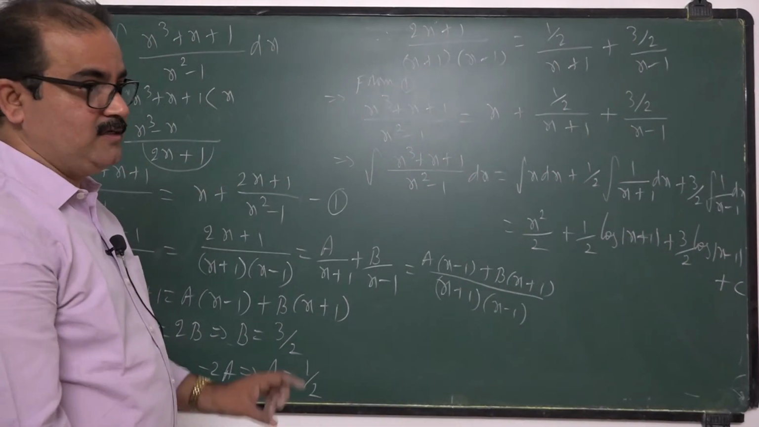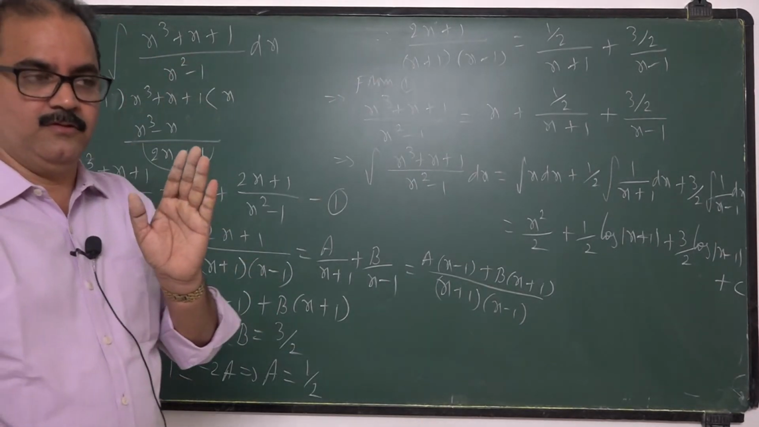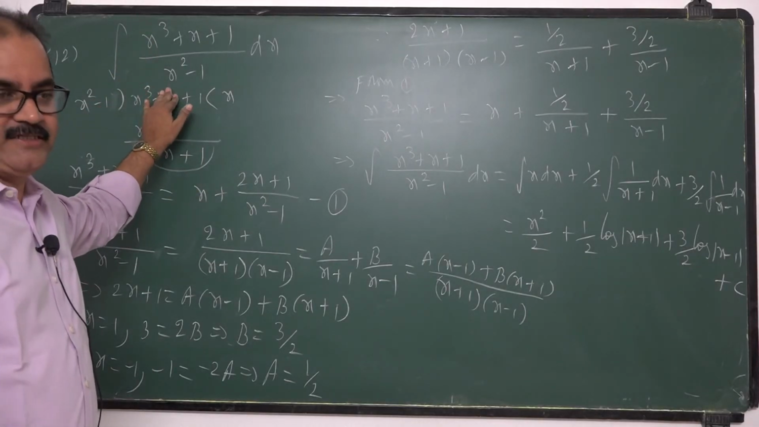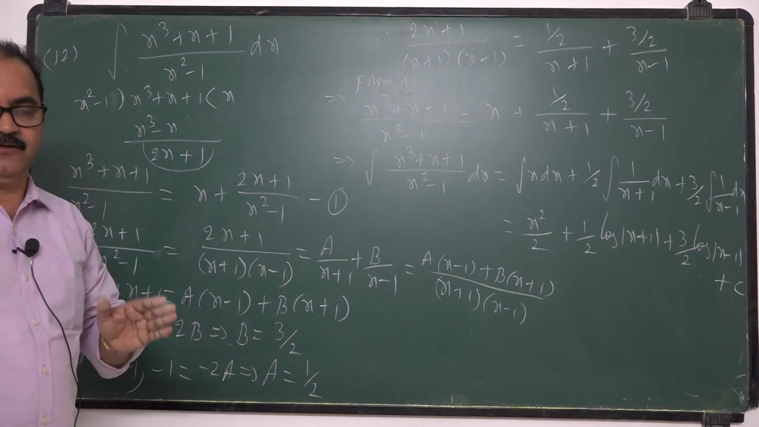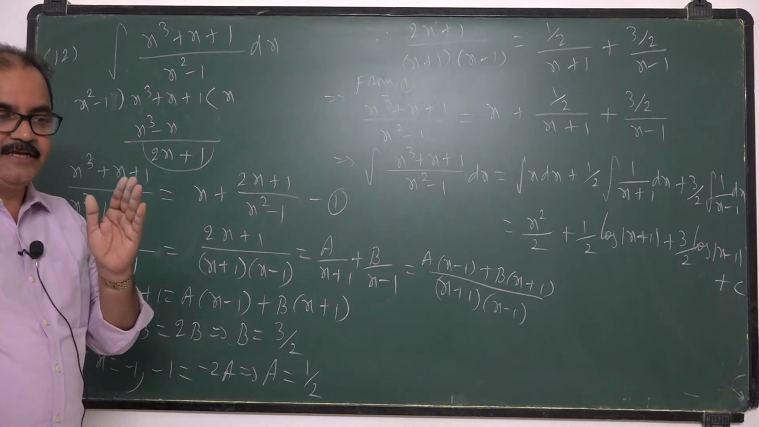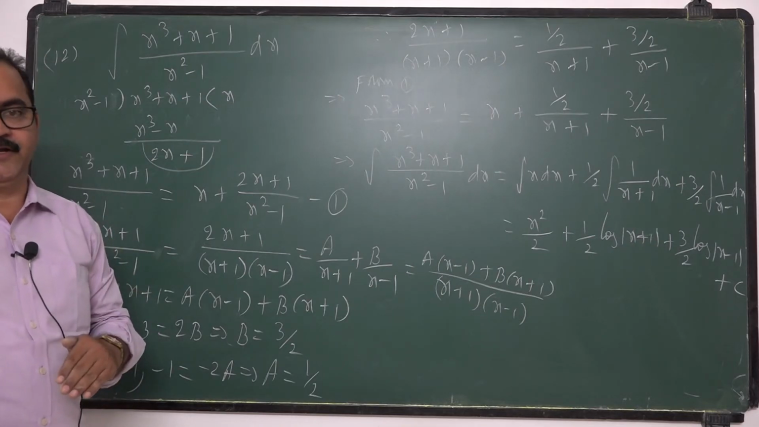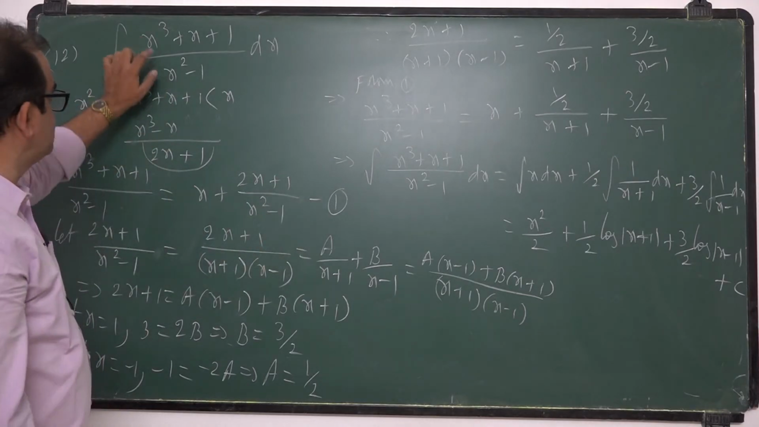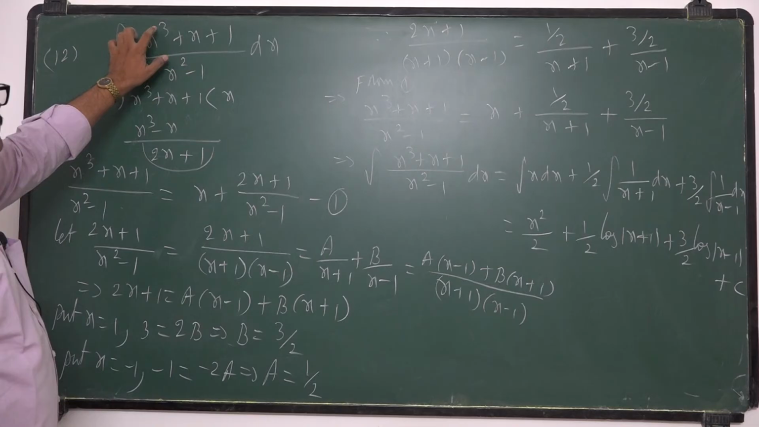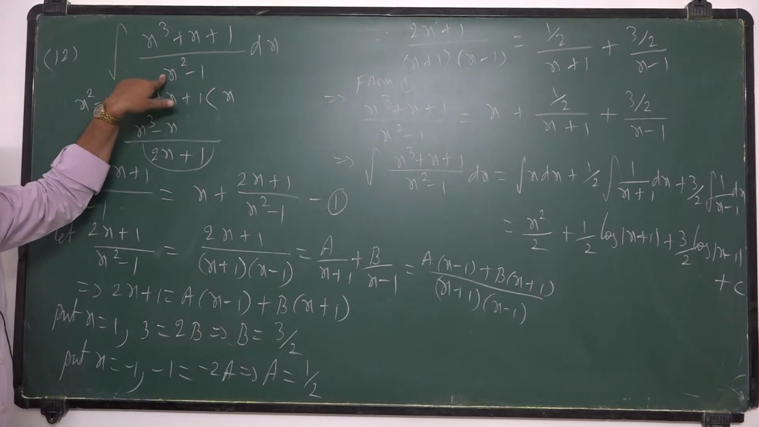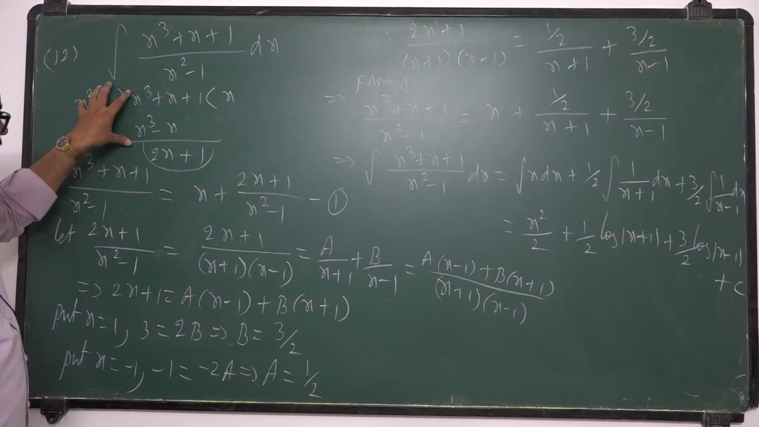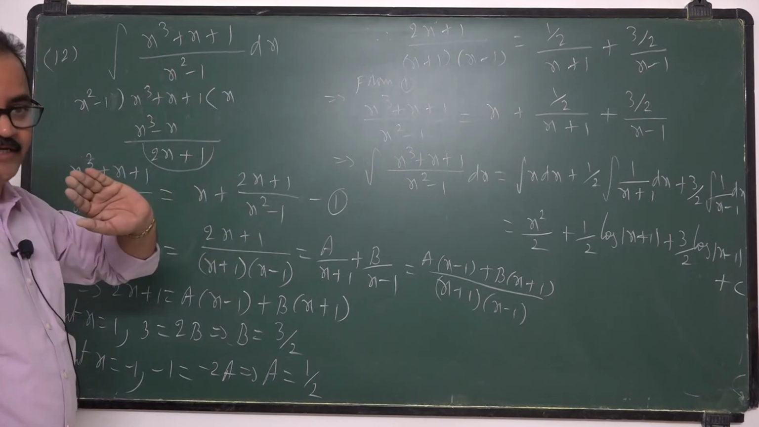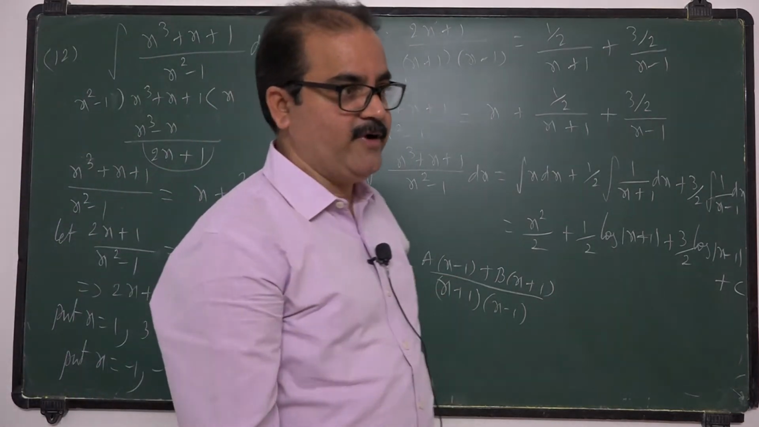In this way you observe, before resolving into partial fractions, whether it is a proper fraction or an improper fraction. What is meant by a proper fraction? The degree of numerator is less than the degree of denominator. Then directly we resolve into partial fractions. If it is an improper fraction, that means the degree of numerator is greater than or equal to the degree of denominator, by ordinary division, first we make that improper fraction into a proper fraction and then resolve into partial fractions.